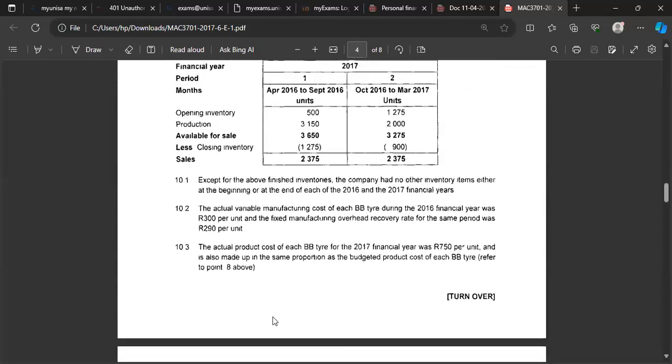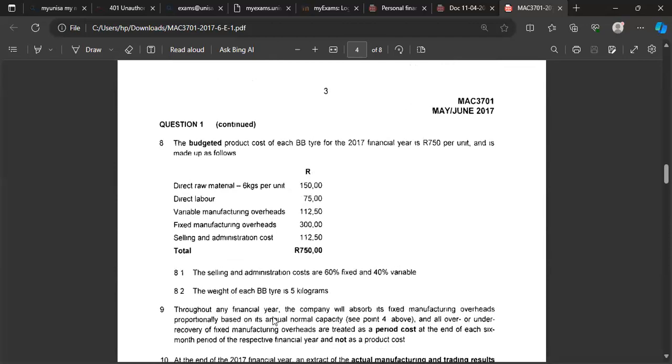So which means in the absence of anything else that has been said, our assumption now is that if they're saying it's made up of the same proportions as this now, this means the fixed manufacturing overheads are basically going to be the same as the budgeted there. Right. So back to what we were saying in the beginning, that the budgeted will not necessarily be the same as the ones that are absorbed. So which is why we end up having over and under recoveries. Right. So let's see how we go about that.